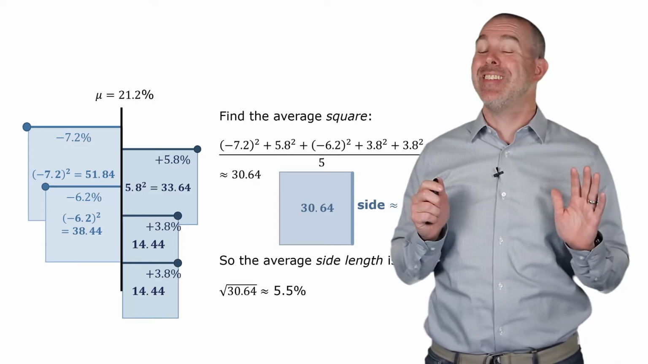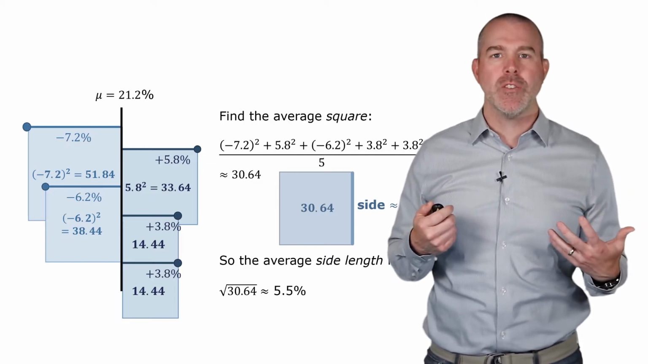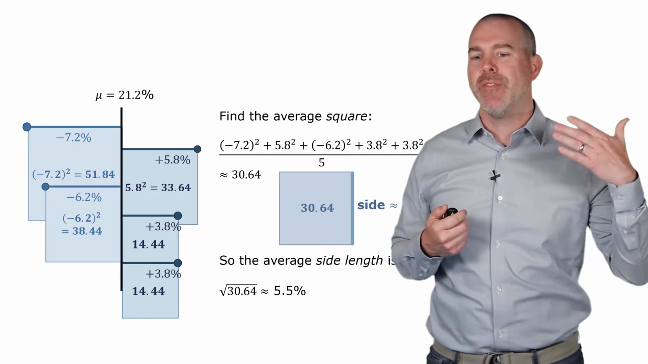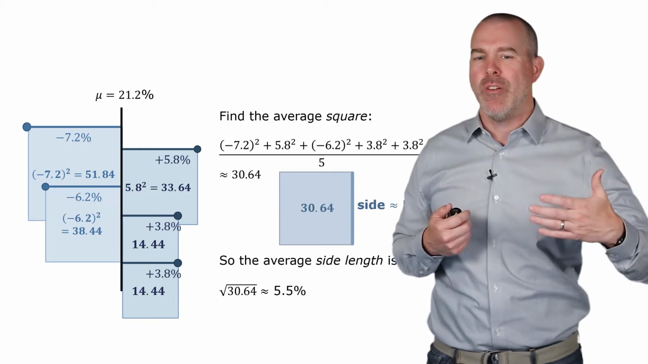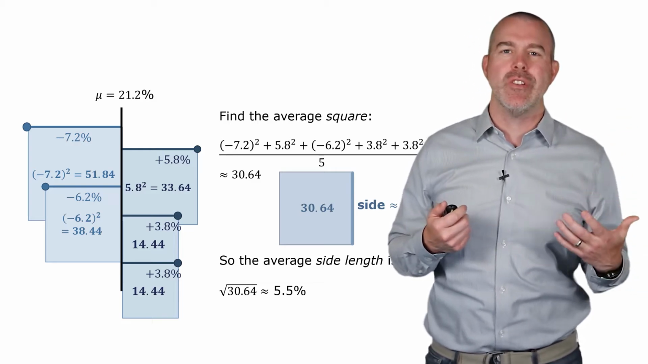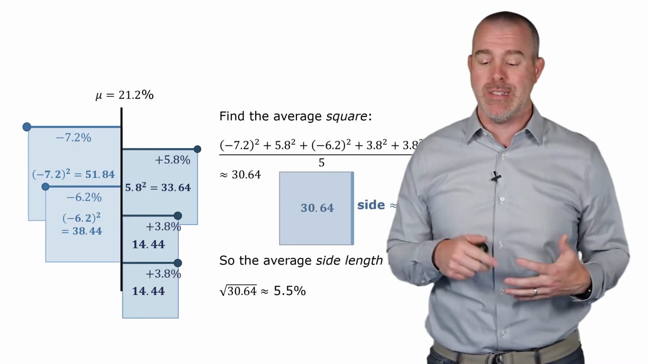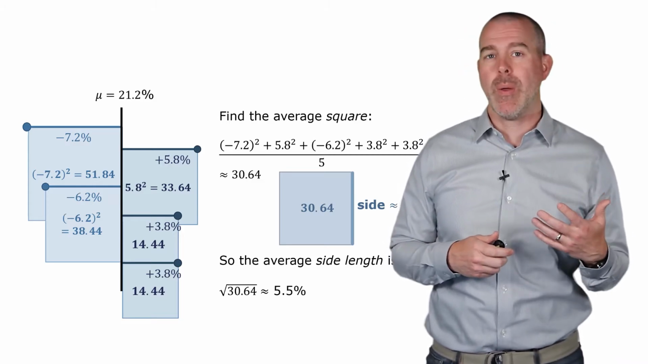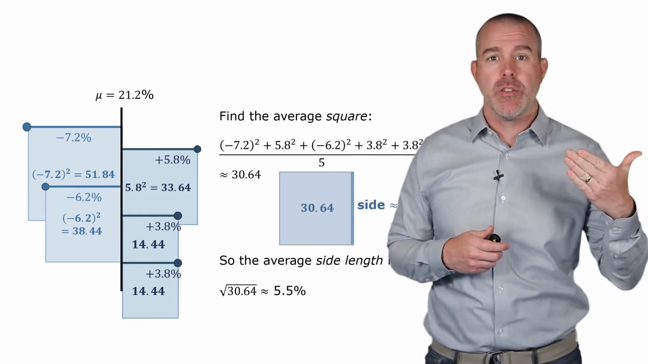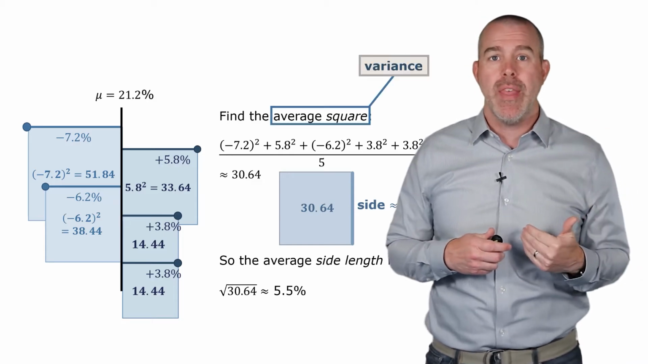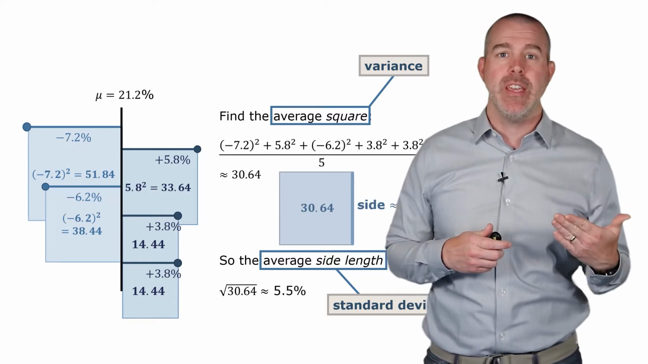Now, this seems like a lot of work to get a way to describe how far that typical one is from the mean, but the benefit of squaring and square root, if you've ever taken a calculus class, you're finding rates of change, derivatives. It's easier to do that with squares than it is with absolute values. So that's my subtle reasoning behind why we do this. Okay, so some terminology. The average square, where you add up all the squares and divide by the total, that's called the variance. And the average side length is called the standard deviation.